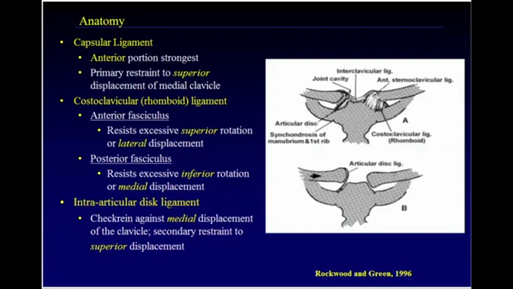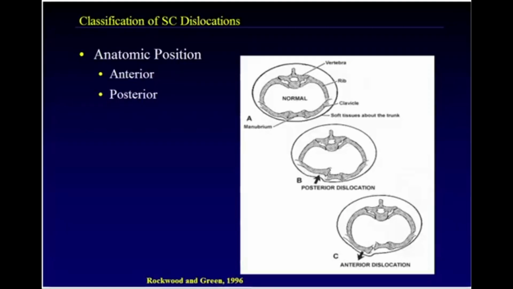Then you have the intra-articular disc ligament, which is the check rein against medial displacement, and also the secondary restraint to superior displacement. So the story here is that there really are multiple ligamentous structures that are responsible for the stability of the sternoclavicular joint and are necessarily disrupted if that joint is dislocated. We define sternoclavicular dislocations based on the anatomic position of the medial end of the clavicle relative to the sternum, and that can be either an anterior dislocation, as is seen here, or a posterior dislocation, as is seen here, and those both have their own unique clinical features.